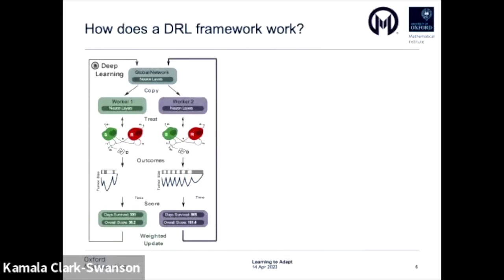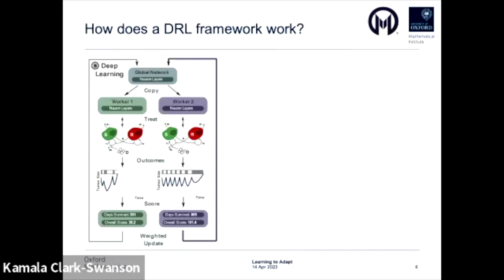So how is the deep learning model coming up with this prediction? We use the framework on screen, and the important thing to note here is that we have some kind of global network which determines what decision is made. We then duplicate that network to create multiple identical copies which then interact with different patients. They make decisions which are somewhat stochastic, and the reason for that is that then we can explore different treatment protocols. So these two identical workers interact with identical patients to give a different treatment schedule and therefore a different outcome for the patient.